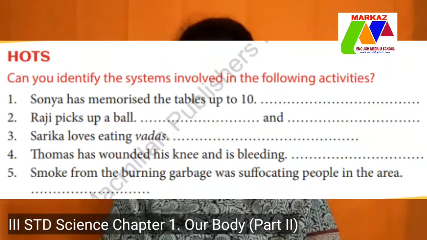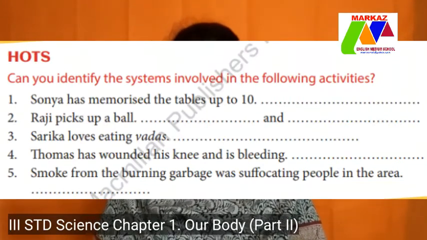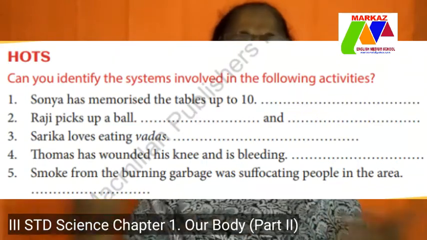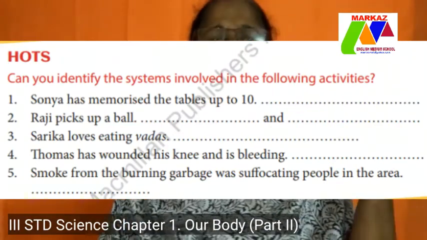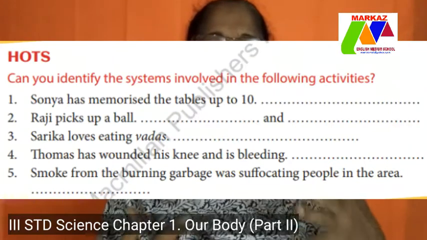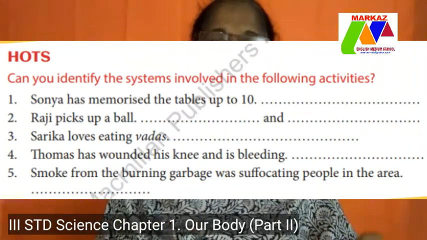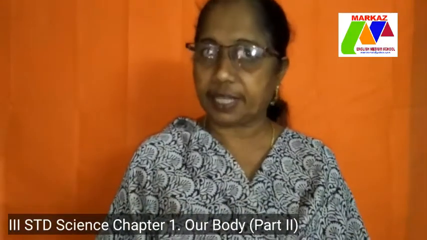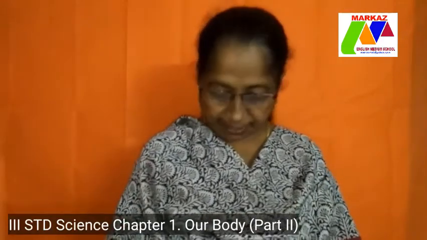Fifth one, smoke from the burning garbage was suffocating people in the area. Sometimes you find when you burn dry leaves near your house, or if you are having a kitchen where your mother cooks using firewood, there is smoke. And once you enter the kitchen filled with smoke, you start gasping for breath. You can't breathe the normal way. That is getting suffocated. So when you are suffocating, which organs are responsible? It is the lungs, and that comes under the respiratory system. So when you get suffocated, the respiratory system is affected.